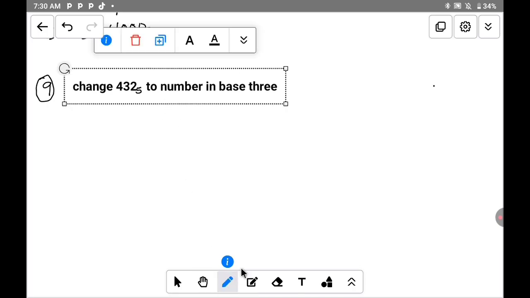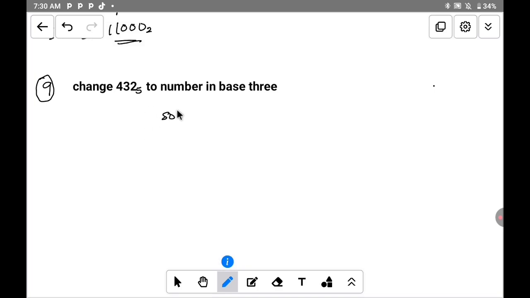Okay, let me take my pen out. So let's look at the way we solve it. Now this is for when you're converting from one base to another. The first thing you have to do here is that this number is in base 5, and we're told to change it to base 3. So the first thing to do is to convert this base 5 number to base 10, and then you find it easier to convert it back to base 3.